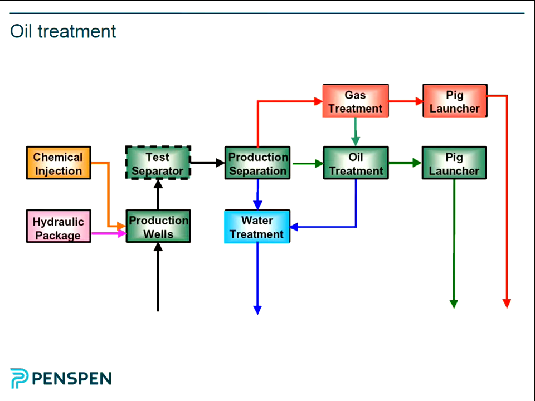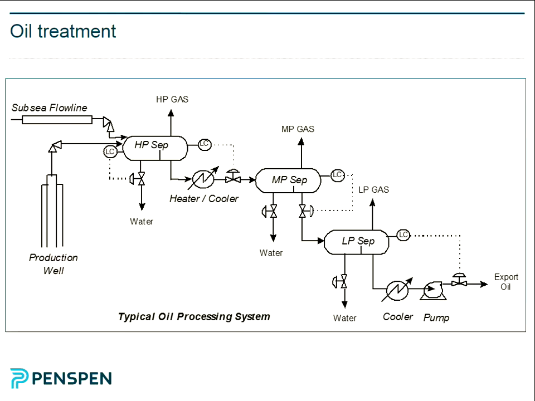In other words, dead oil doesn't have any gas in it. So it effectively has a very low vapor pressure at atmospheric pressure. There's no gas in it. Effectively, dead oil is the term. And if it's still hot, you cool it down and then you pump it to your export, to your ship or your pipeline or whatever, basically. So very simple process, really.